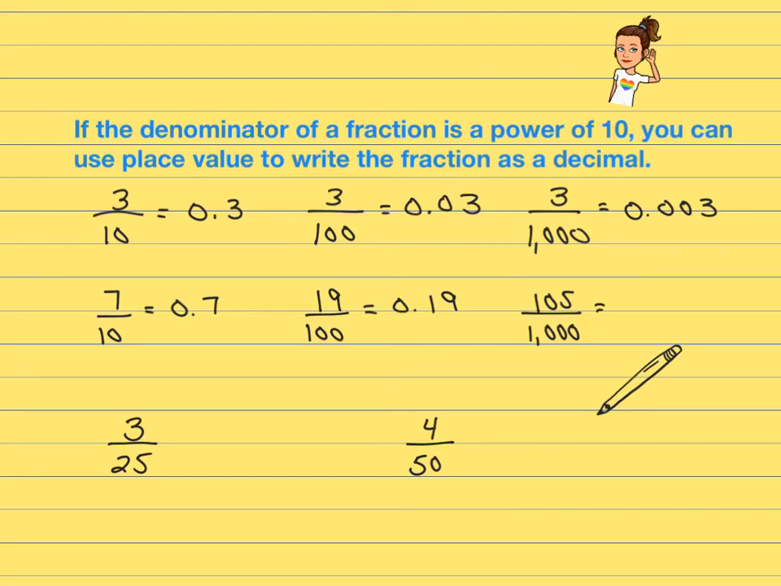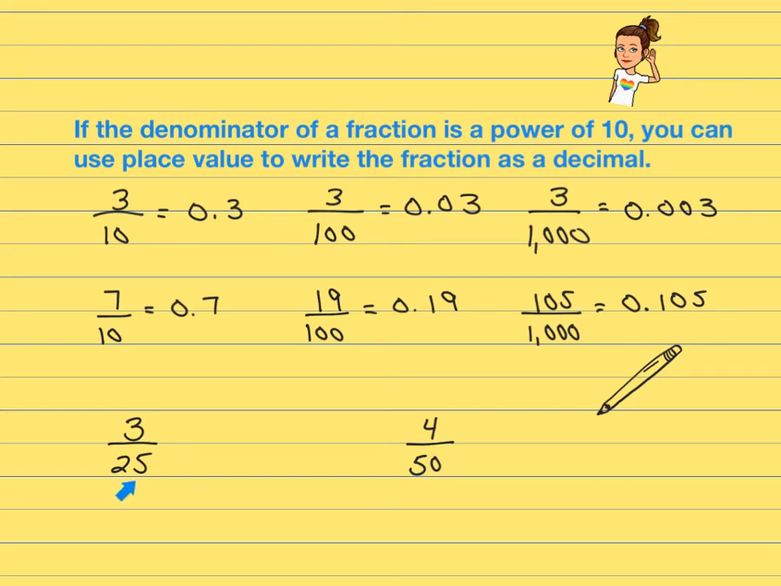105/1000, 0, decimal point, 105. That 5 is in the thousandths place. We read the decimal 105 thousandths. Now, our symbol has changed, and I want you to write 3/25 as a decimal and 4/50 as a decimal.